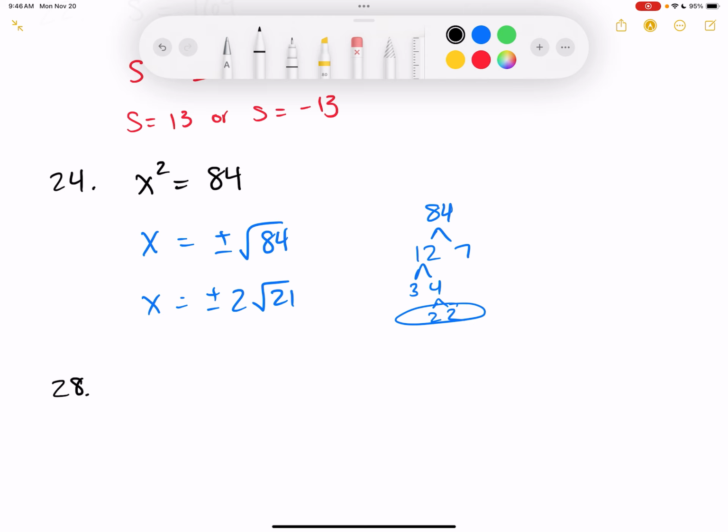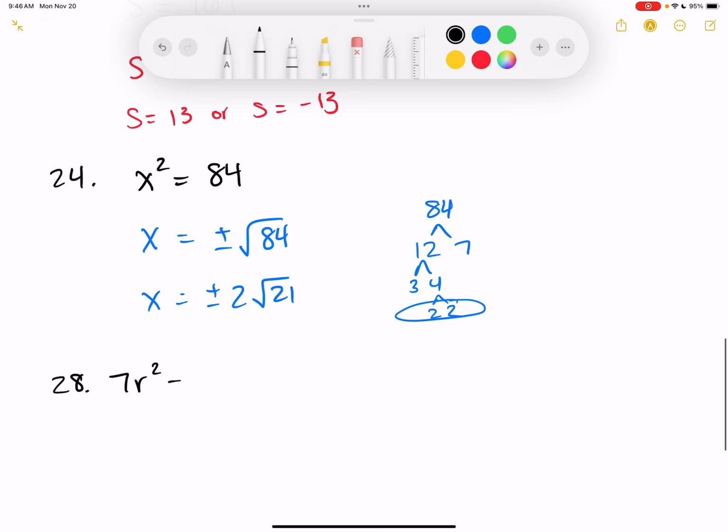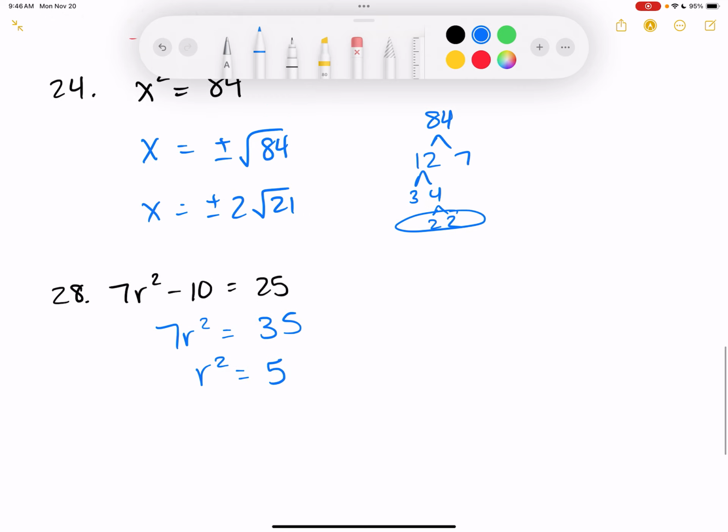28. So now actually getting into having to legitimately solve equations. 7r squared minus 10 equals 25. So I'm basically just moving stuff over, dividing until I get down to just something by itself. So 7r squared equals, add the 10 over, 35. R squared equals 35 divided by 7, which is 5. So R equals plus or minus the square root of 5.